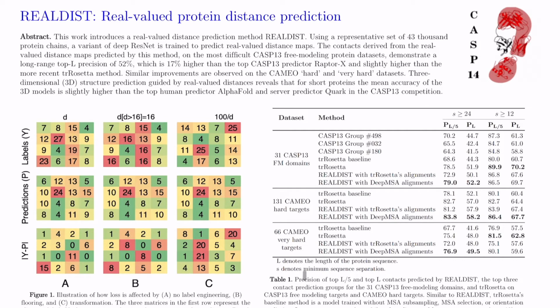Overall, in table 1, we find that our method performs similar or even slightly better than the TR Rosetta method that is out there on the CASP13 dataset and on the Cameo dataset.